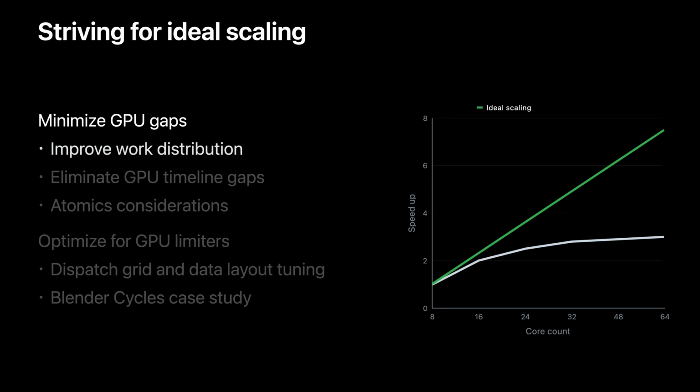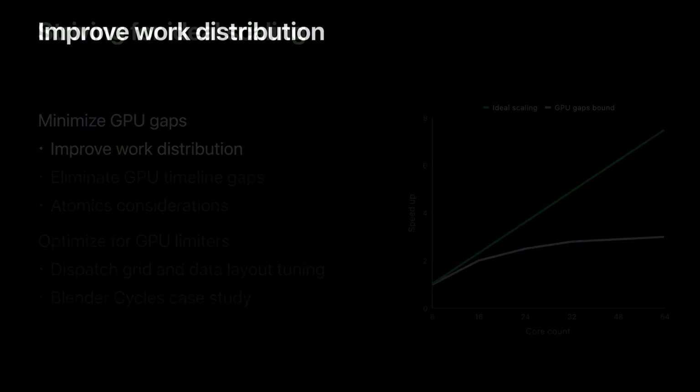Let's see if we can improve scaling by investigating work distribution. Small workloads usually do not saturate the whole GPU, and kernel synchronization has its costs. So both can prevent proper scaling. It's very important to understand how the workloads get mapped to the hardware. So let's talk about it.